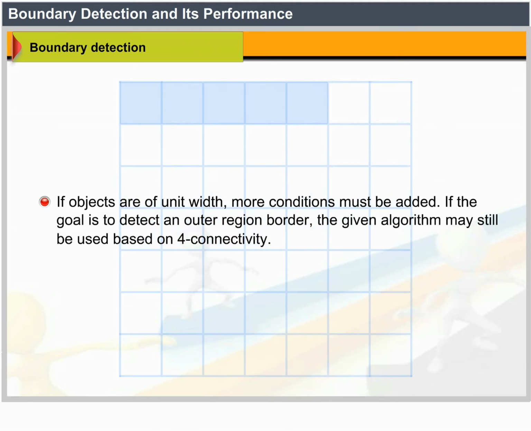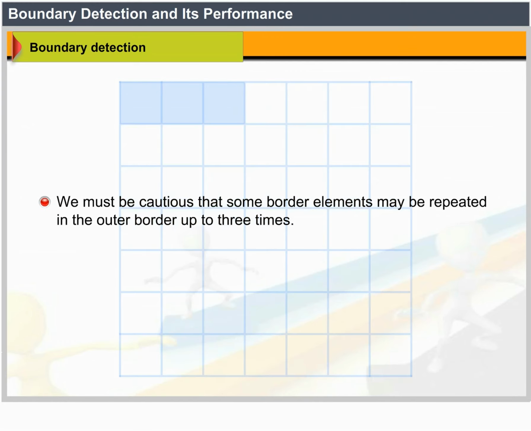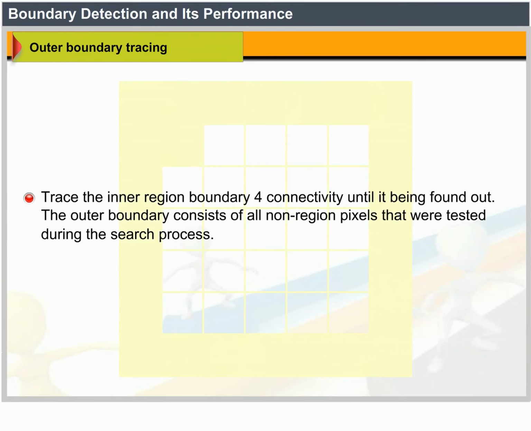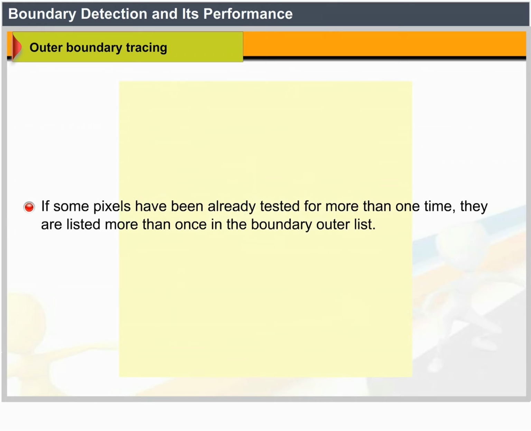If the goal is to detect an outer region border, the given algorithm may still be used based on 4 connectivity. Note that some border elements may be repeated in the outer border up to 3 times. Outer border tracing. Trace the inner region boundary for connectivity until done. The outer boundary consists of all non-region pixels that were tested during the search process. If some pixels were tested more than once, they were listed in the outer boundary list.